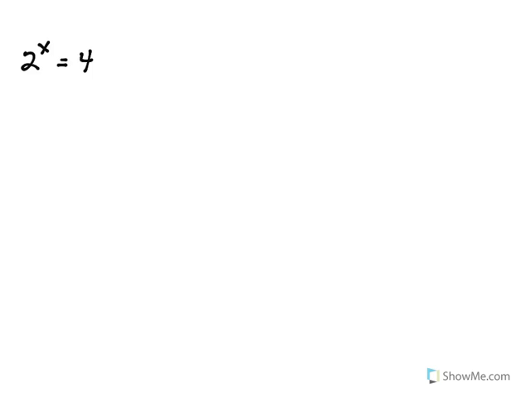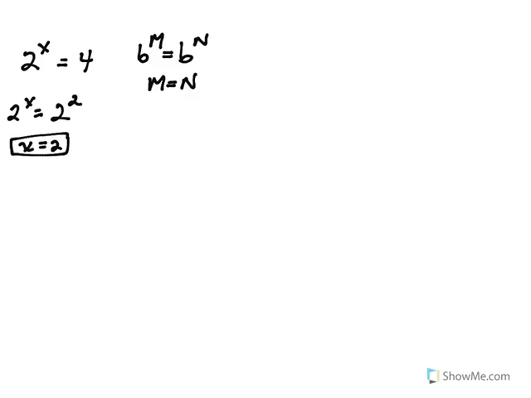So what we're going to do is rewrite both sides so that they have the same base. So we can make both of the bases look the same. That will allow us to apply the rule which states that if b to the m equals b to the n, then m would equal n, okay? So I can rewrite 4 as base 2 to the second power. By doing that, I automatically can assume that x equals 2, and that's it. Okay? And you can always plug it in so that you can check it.